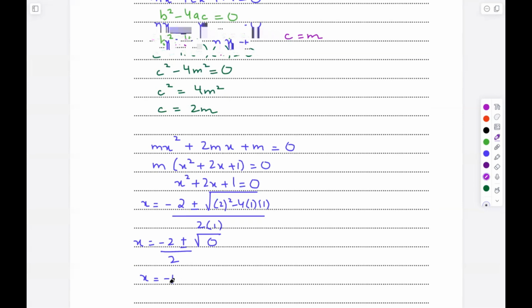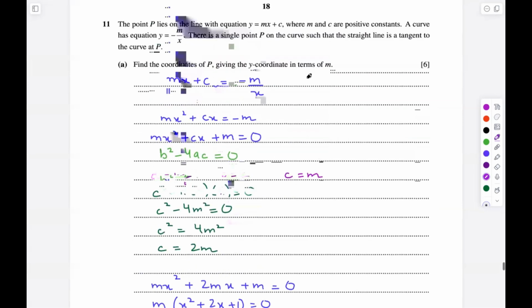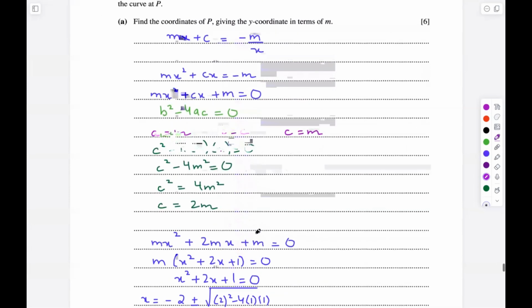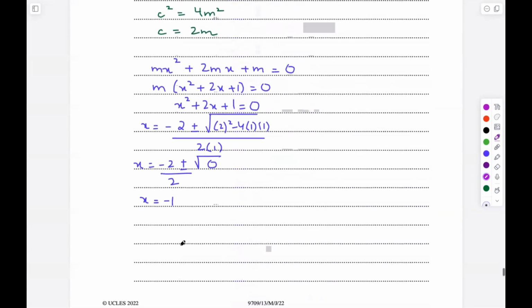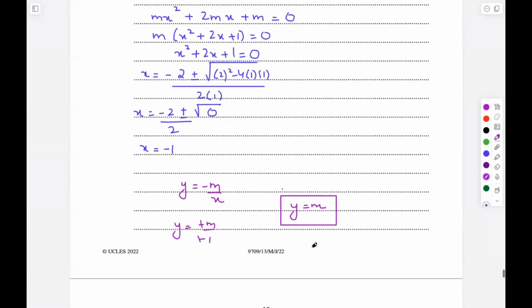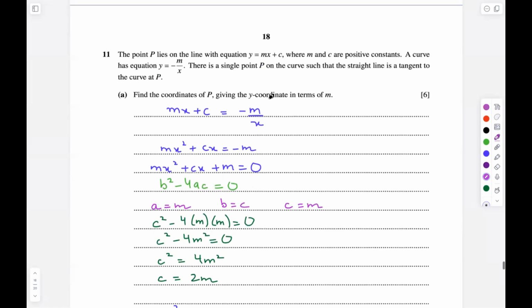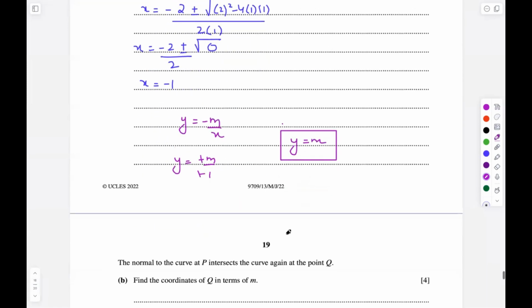Once we have the value of x as minus 1, we can find the y coordinate, which has to be given in terms of m. So the equation of the curve was y equals minus m upon x. We can substitute x equals minus 1. When we substitute x equals minus 1, we'll get minus m upon minus 1. So the y coordinate for point P will be y equals m. We had to find the y coordinate in terms of m, so y will be equal to m.